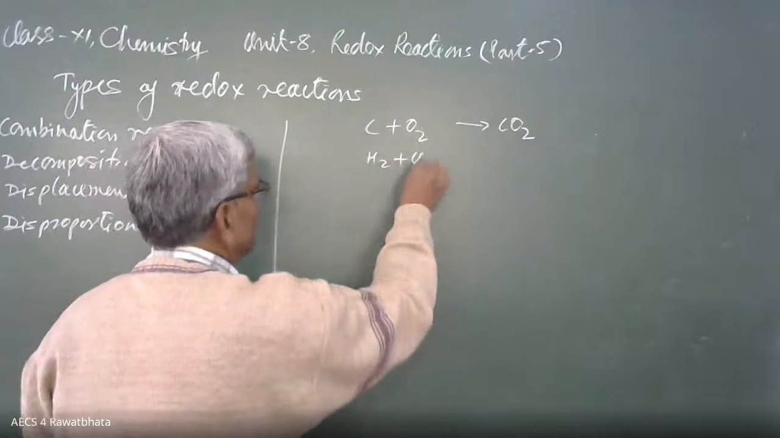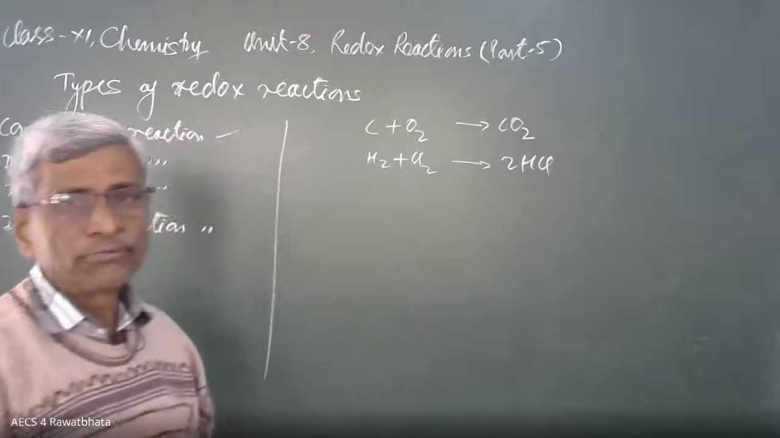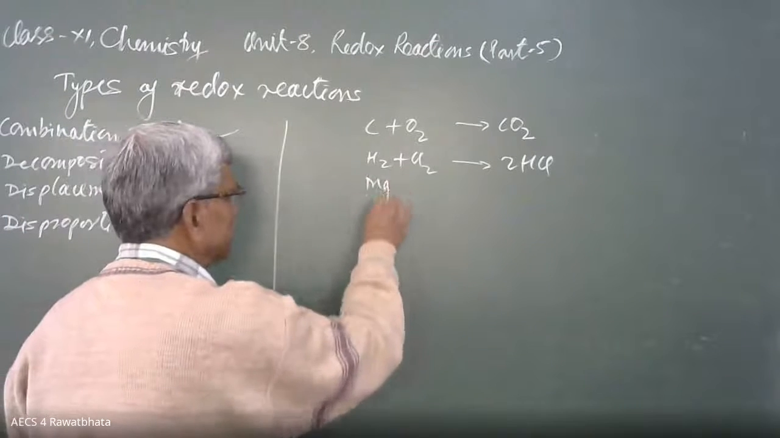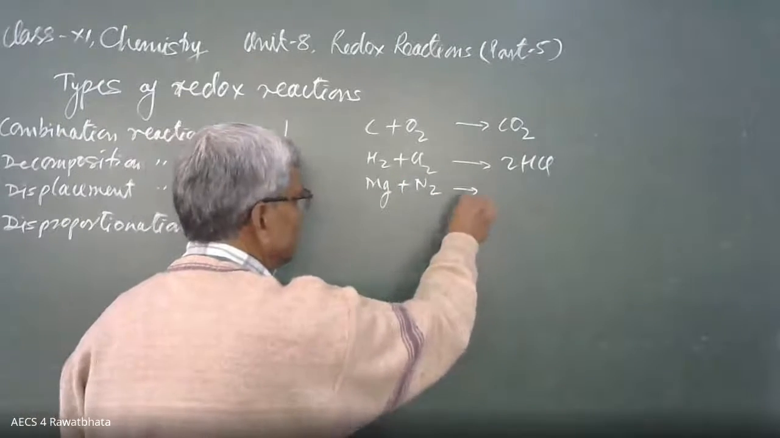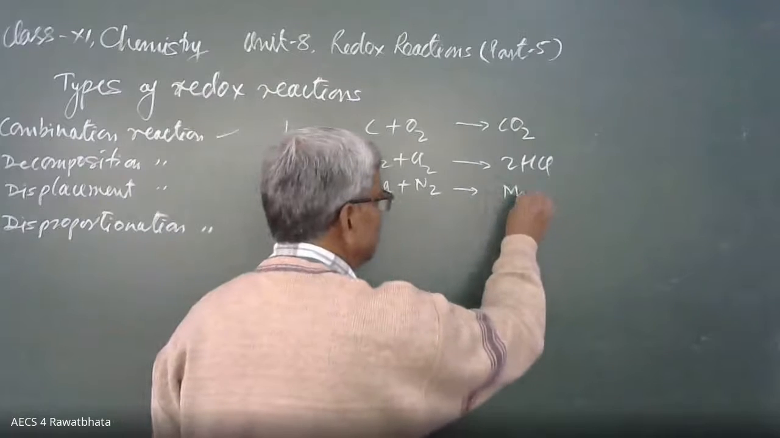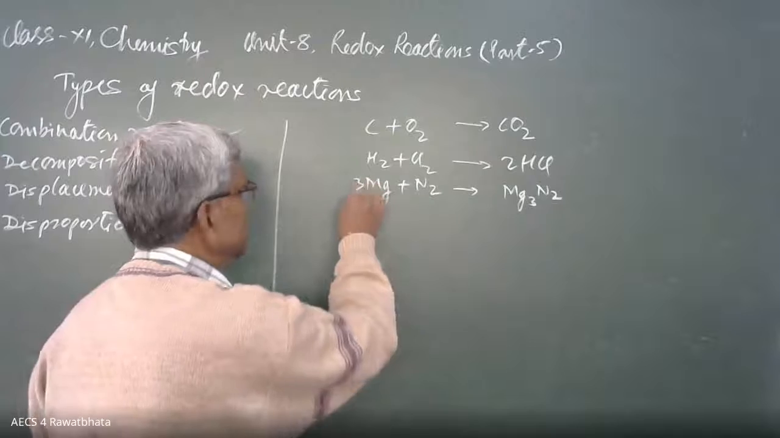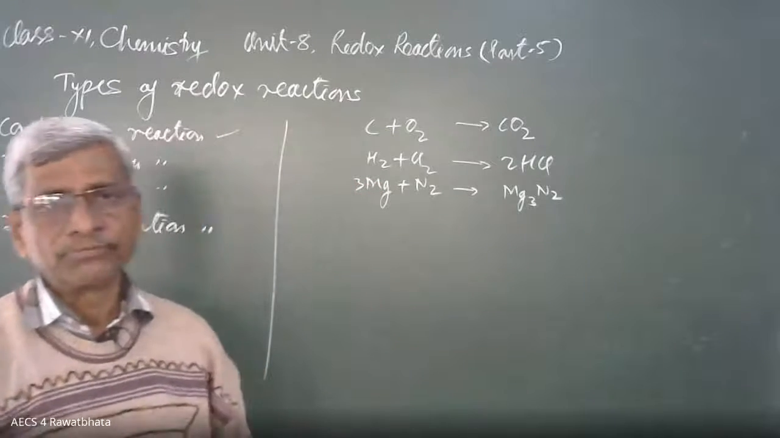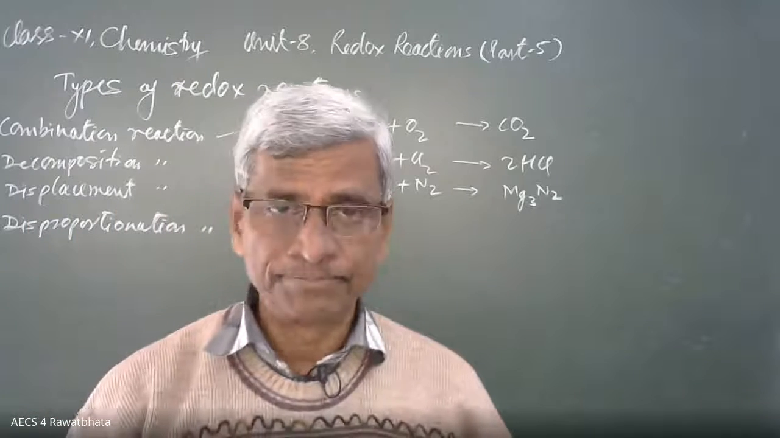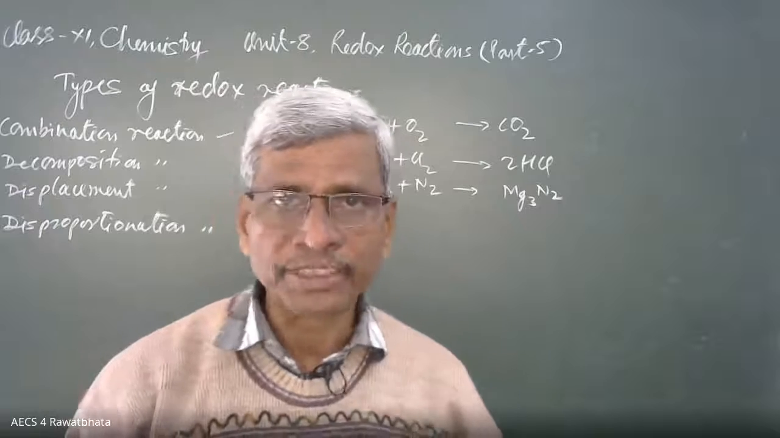H2 plus Cl2 gives 2HCl, which is also an example of a combination reaction. Mg plus N2, magnesium plus nitrogen at high temperature, heat is required. It gives Mg3N2, since Mg is divalent and nitrogen is trivalent, so here 3 Mg. These are some examples of combination reactions, where reactants combine to form a product. This is one type of redox reaction.